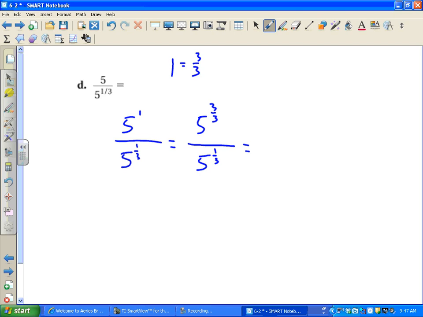So, base stays the same. That's going to say 5 to the 3/3 over 5 to the 1/3. That means 5 to the 3/3 minus 1/3. Division is subtraction. So that gives you 5 to the 2/3 exponent. Negative 2/3, sorry about that. Oh, no, actually, 5 to the 2/3. We're good. That's all you have to do for that one. Division means subtraction.